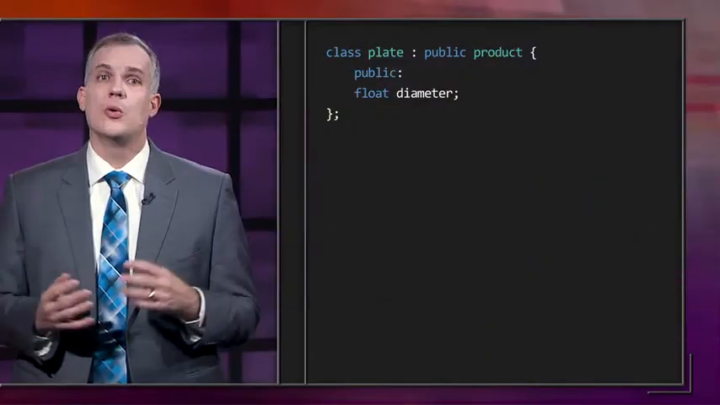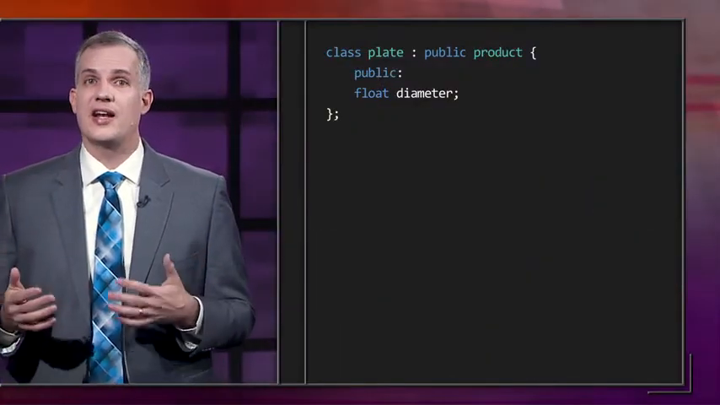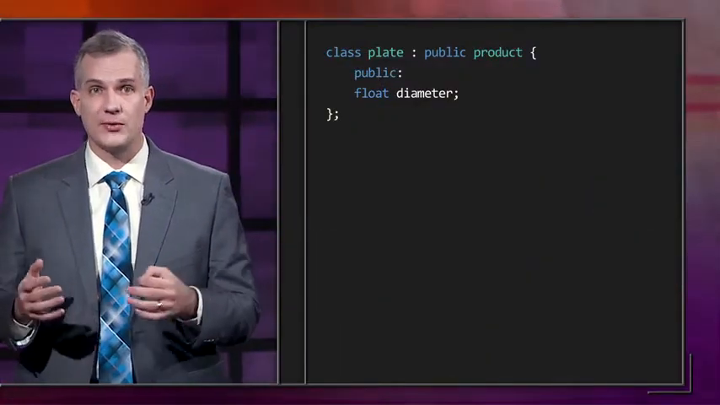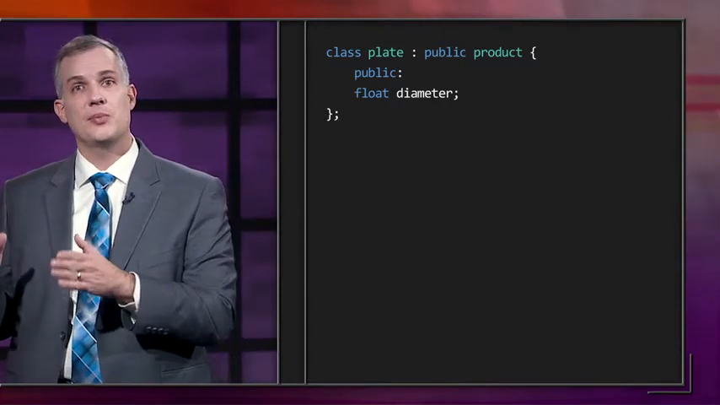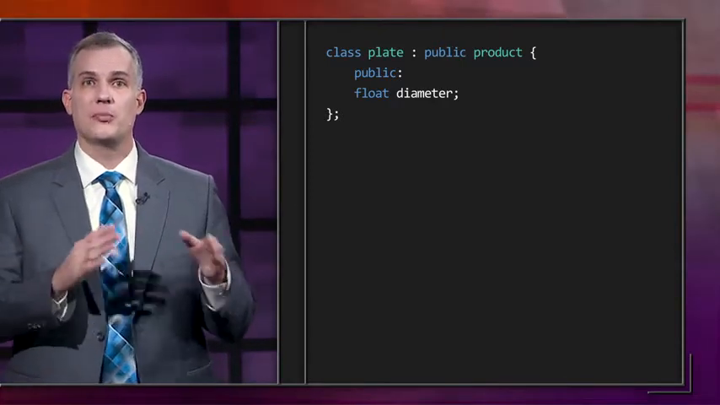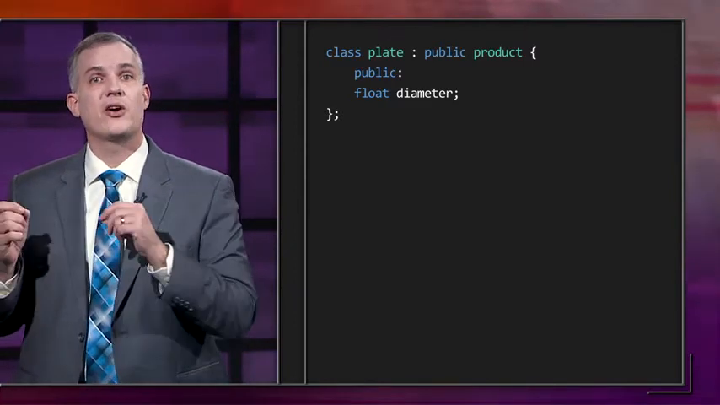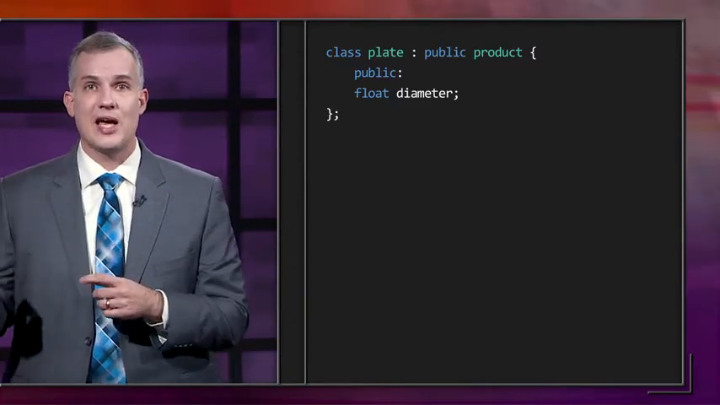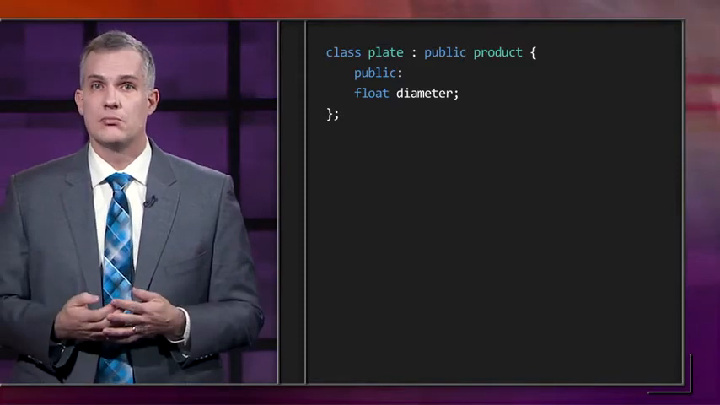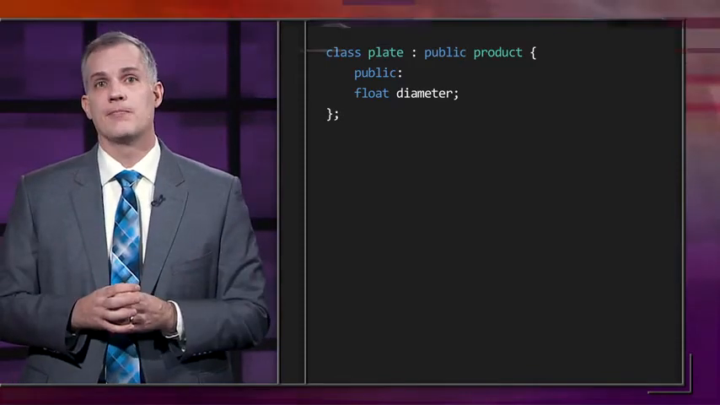Okay, here's one way that could have been implemented. We declare a class plate that inherits from product by writing class plate : public product. And inside the definition, we declare a member variable named diameter of type float. That's all there is to it.